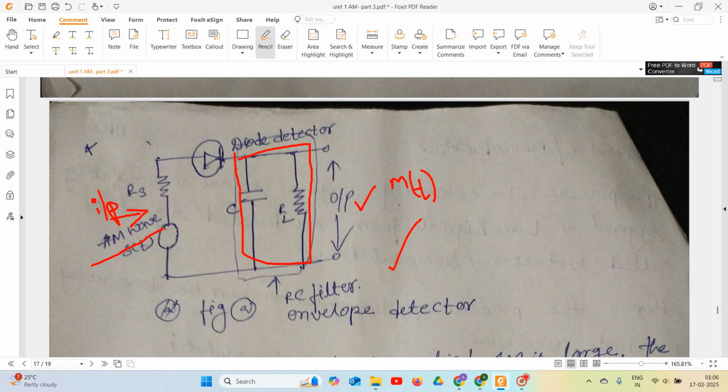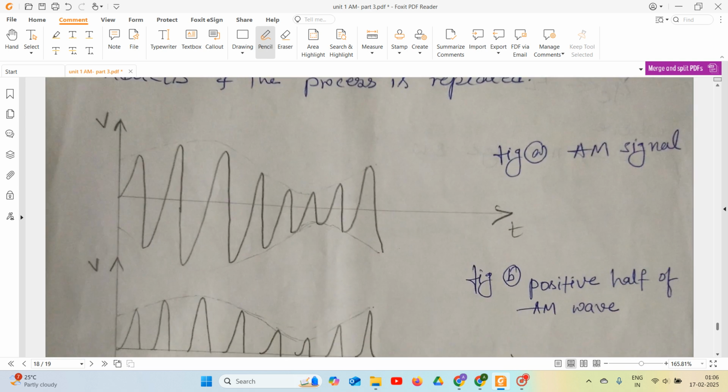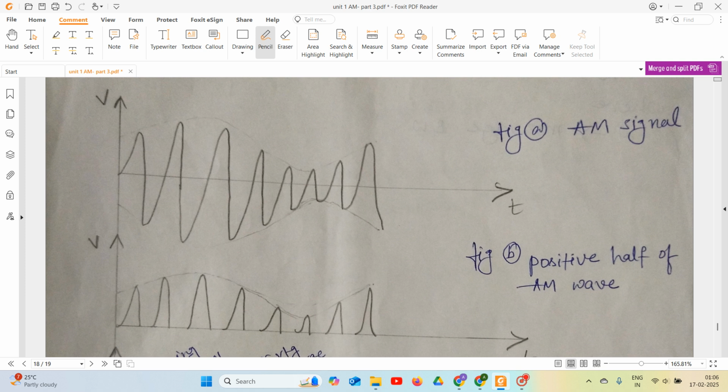So how are we getting the original signal by using the diode? We will see the working operation of the diode. I will explain this one using the graphical representation of the waveform. See, this is our input side. We are giving at the input side, the positive of the diode, this amplitude modulated signal, right?